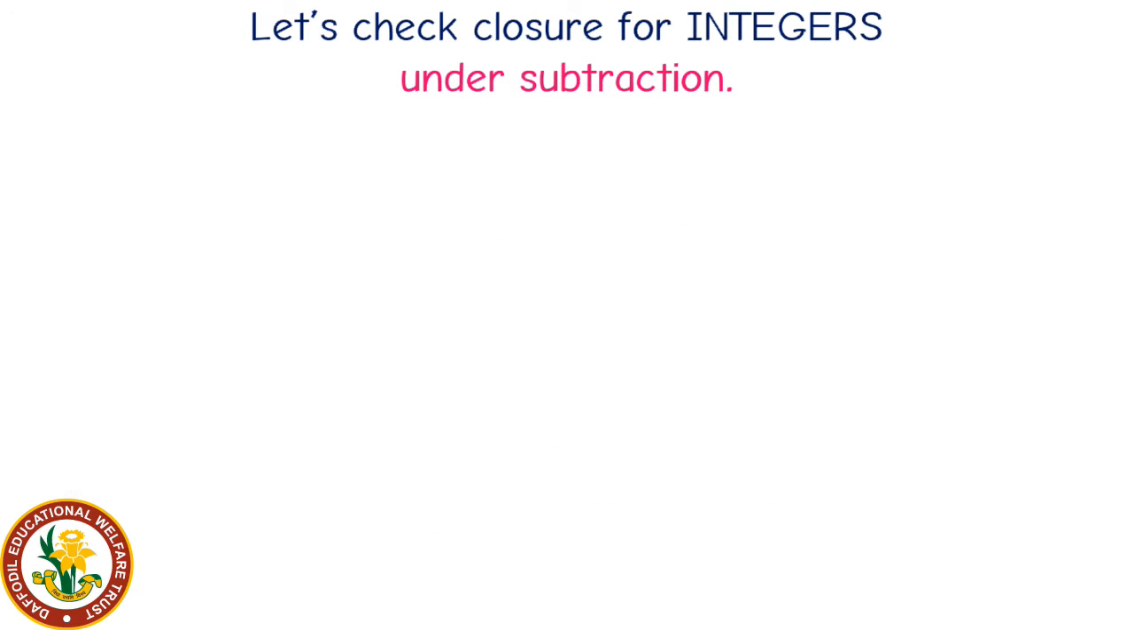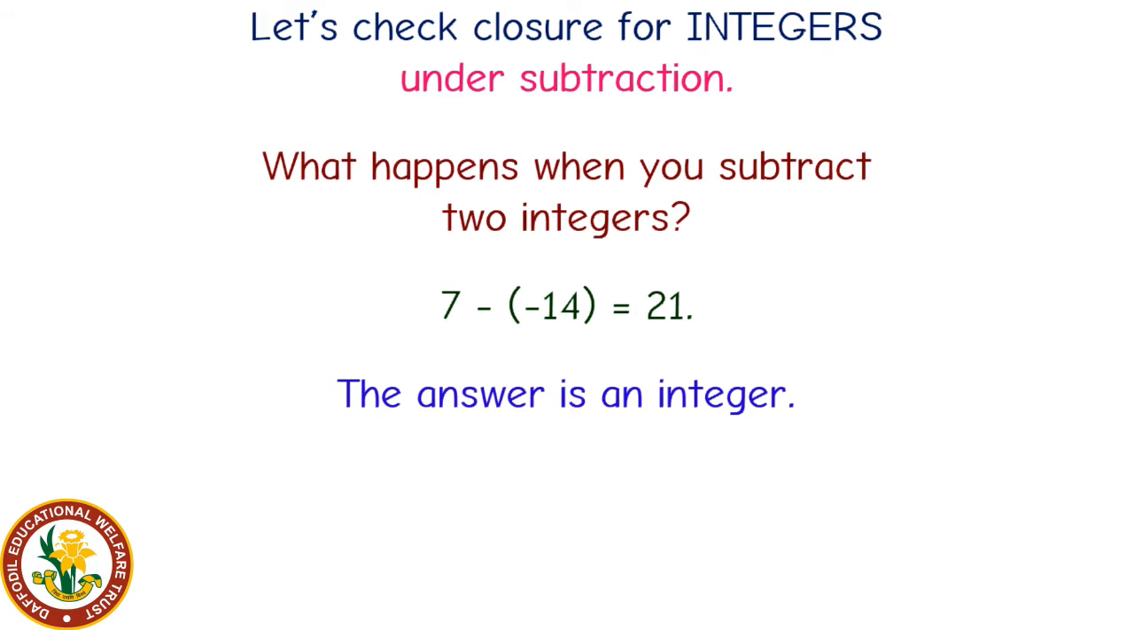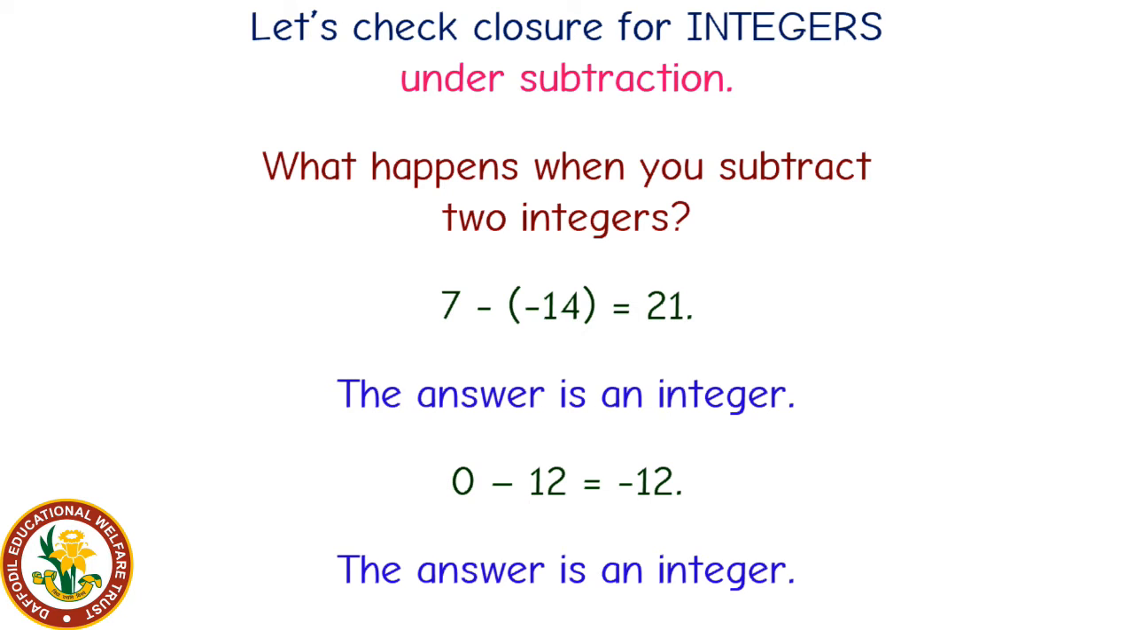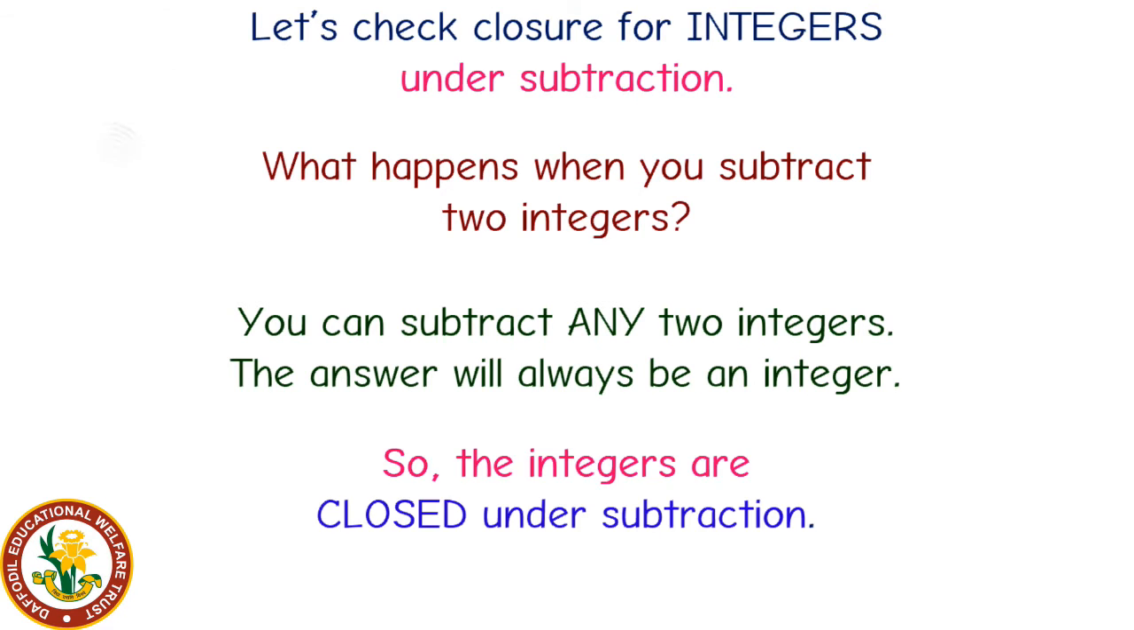Let's check closure for integers under subtraction. What happens when you subtract two integers? 7 minus 14 is equal to 21. The answer is an integer. 0 minus 12 is equal to minus 12. The answer is an integer. You can subtract any two integers, the answer will always be an integer. So, the integers are closed under subtraction.